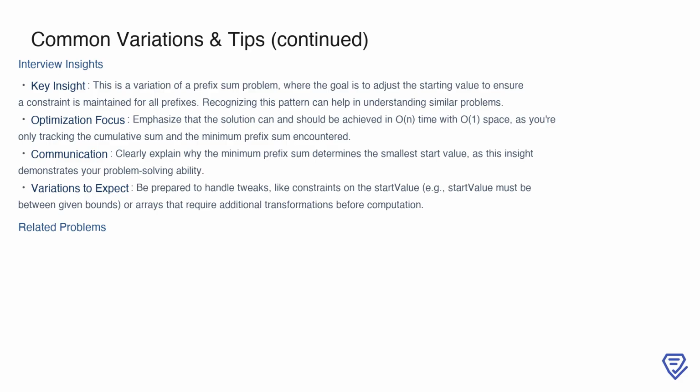From an optimization perspective, the solution should be implemented in n time with 1 space. This is achieved by tracking only the cumulative sum and the minimum prefix sum encountered during a single traversal of the array. During interviews, it's also important to clearly explain why the minimum prefix sum determines the smallest start value. This demonstrates your understanding of the problem and your problem-solving approach.